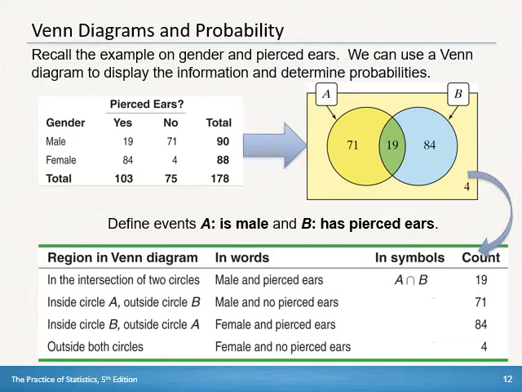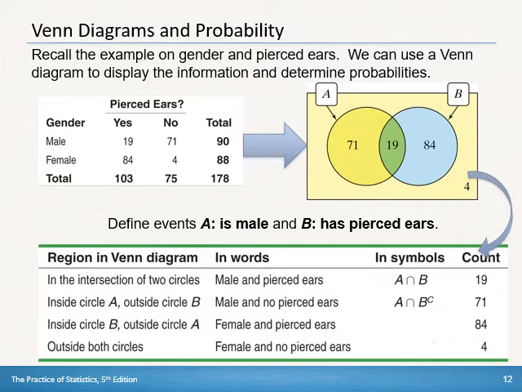All right, inside circle A but outside circle B, that would be that yellow crescent. This is males that do not have pierced ears. And so that would be A intersection not B. So the intersection of everything outside of B and A, that would be the 71. So A intersection not B, or the complement of B.